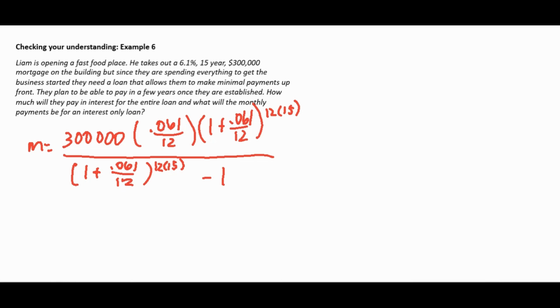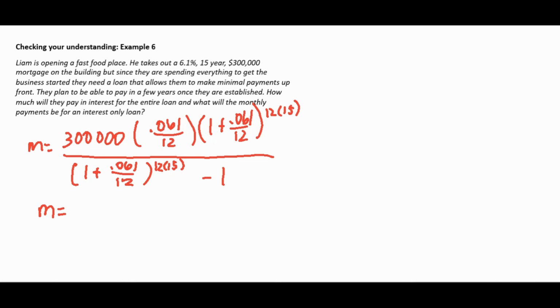So how much would they pay in interest for the entire loan, and what will be the monthly payments on that interest-only loan? Alright, so we're going to have to incorporate an interest-only loan here and a balloon mortgage payment. So here's what we need to do. We need to take this formula that we used earlier, and we're going to calculate the monthly payment on this particular loan. So we plug in the principal of $300,000, the interest rate of 0.061, which is 6.1%. We're going to do this for 15 years.